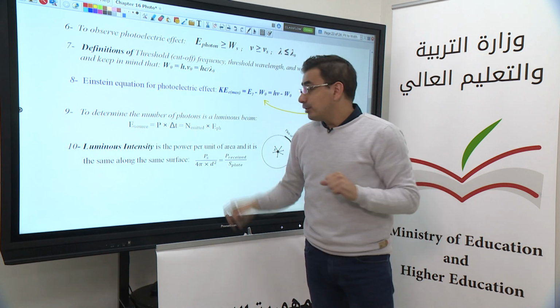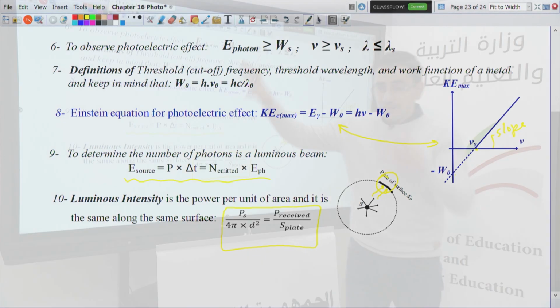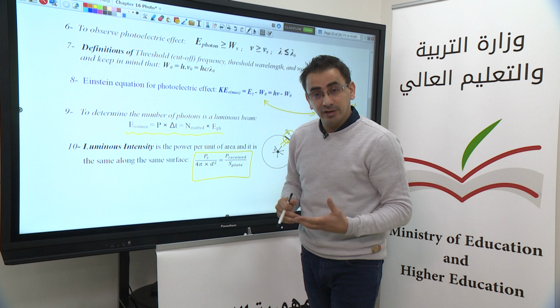To determine the number of photons in a luminous beam we use this equation, and luminous intensity is the power per unit area. We use this if I want to see how many photons are received by this plate in a given time. Okay, the last part is the electric current, which is an additional part that you can add as part 11 or not. Nevertheless, this sheet summarizes everything that we have seen.